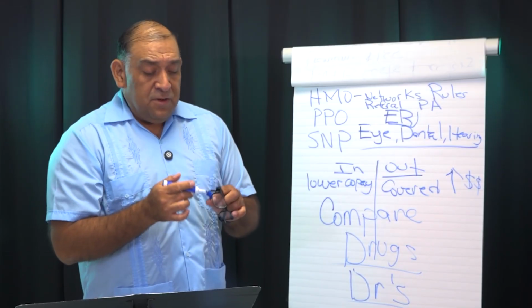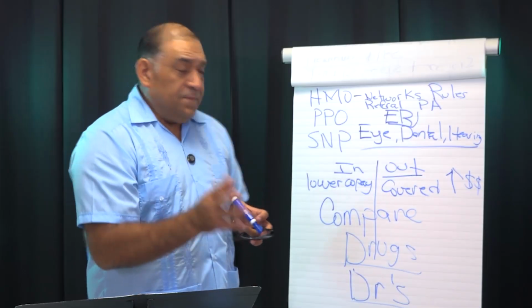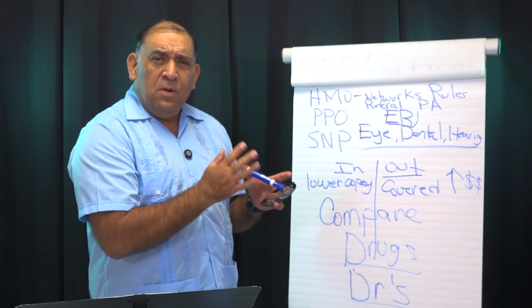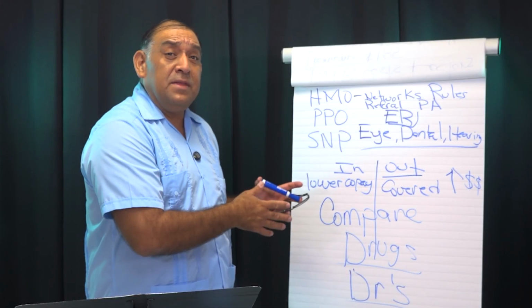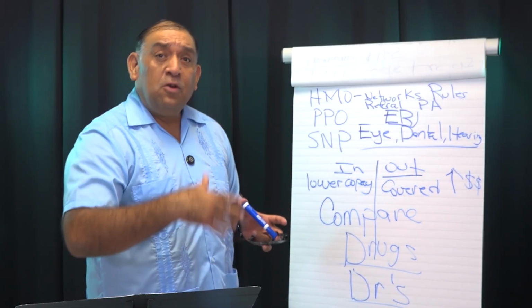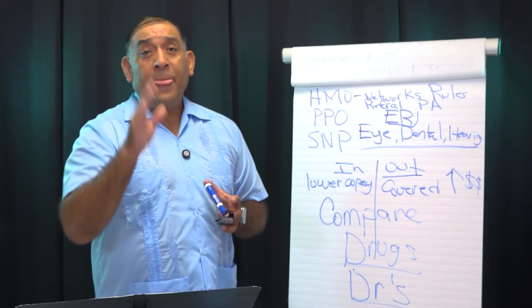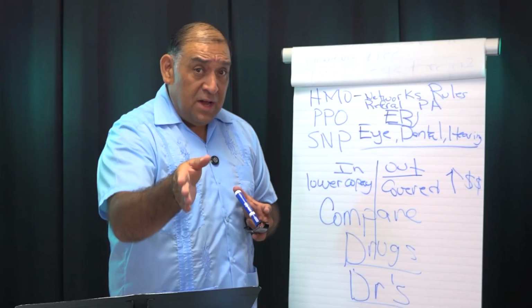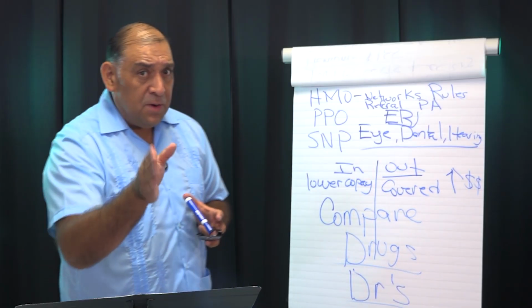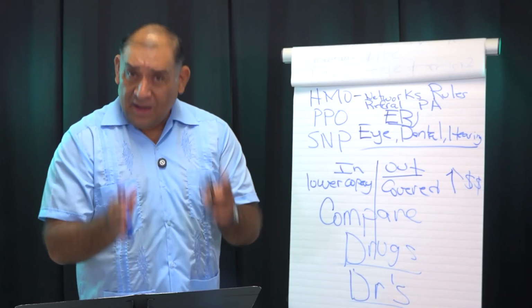And I want to remind you of one thing. You always have special rights and protections. If something happens and you don't like the decision that was given to you by the company, you and your doctor can file appeals, grievances, so that you can get the results you were looking for. That has to be done with you and your doctor. Okay, that's very important to remember, but you always have rights and protections as a Medicare client.